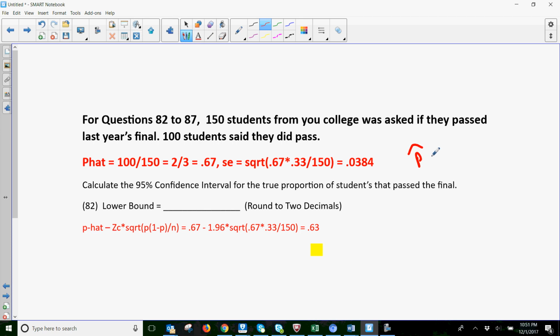So x is the number of successes over the number of people, the sample size. So here's x and here's n. When we divide that, we get 2/3, which is 0.67. To calculate the standard error, remember that is the square root of p times 1 minus p divided by n. So we just put that in our calculator, and we get the standard error to be 0.0384.